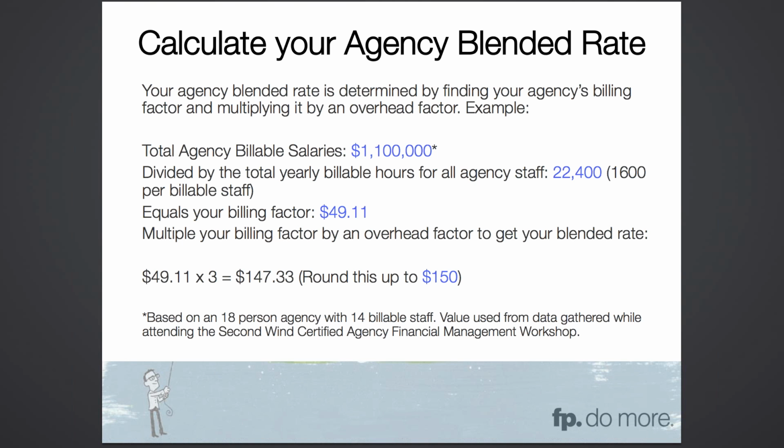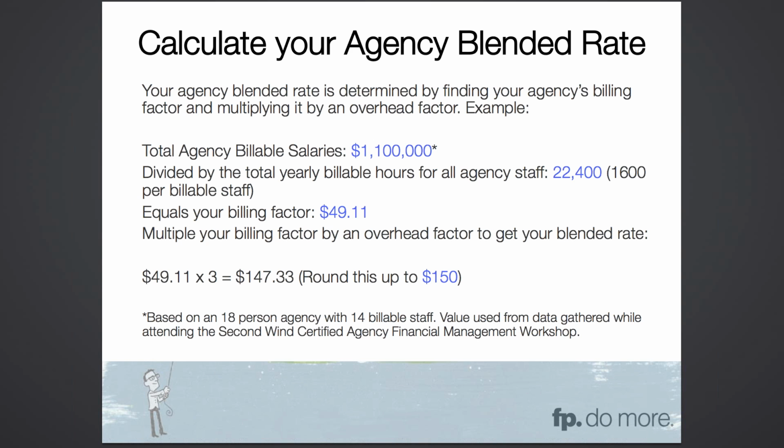Now the overhead factor, I'm going to provide a way to calculate your agency-specific overhead factor in a few minutes, but I'm not going to go into depth about it. So I'm going to throw it up if you want to take a screenshot. But 3 is typically accepted by most accountants as an acceptable, very common overhead factor. I would recommend that you find your overhead factor specific to your agency, which I'm going to show you how to do. But 3 is generally accepted as a good overhead factor in most cases. So that is how we're calculating the agency blended rate.